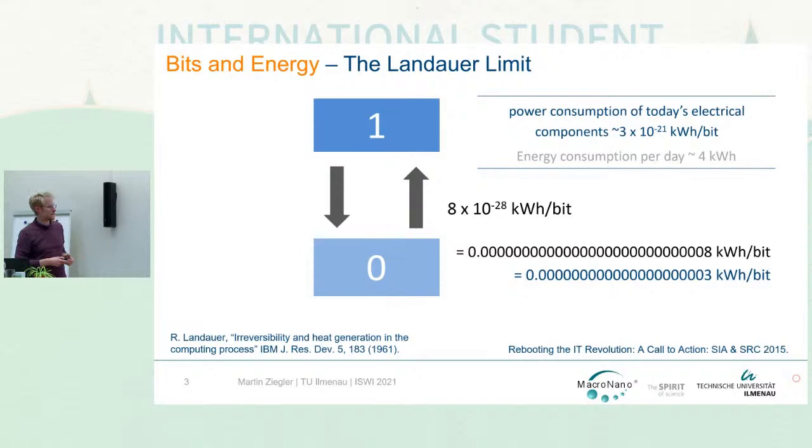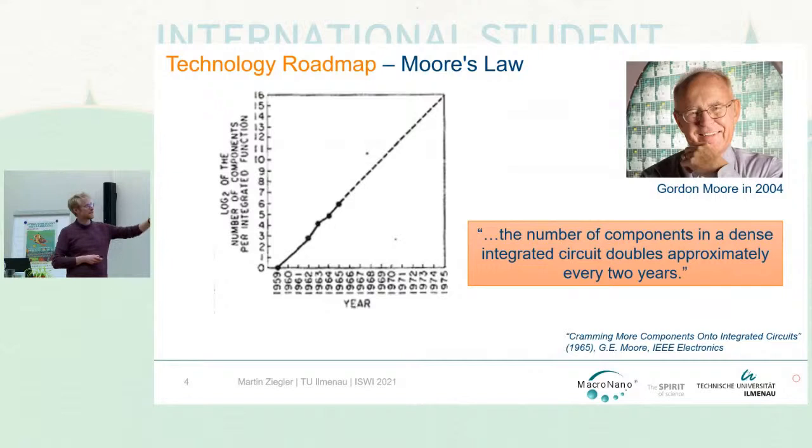And from that, I would like to introduce a very famous law. It comes from Gordon Moore. You see here a picture from 2004, and Gordon Moore was one of the founders of Intel, a company building processors and computers. What he previewed in the 60s of the last century, and which is known today as Moore's law, is that the number of components, the number of such switches in a dense integrated circuit, means in a processor, doubles approximately every 2 years.